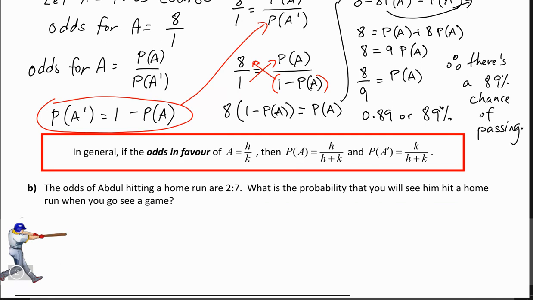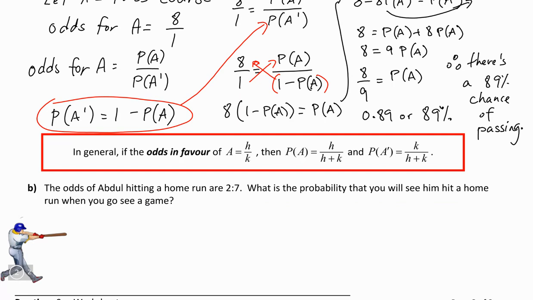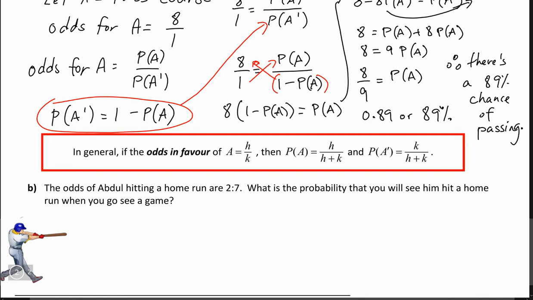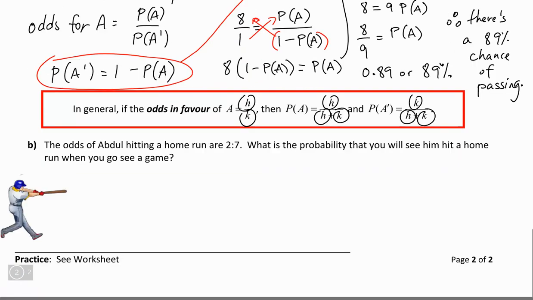Now we did all that algebra, all that math, but let me tell you what: you can simplify that math a little bit, and you can calculate the probabilities straight from knowing the number of outcomes for the event and for the complement. So if the odds in favor are h over k, then the probability is going to be h over h plus k, and the probability of the complement will be k over h plus k. So I can use this formula to calculate the probability straight away.